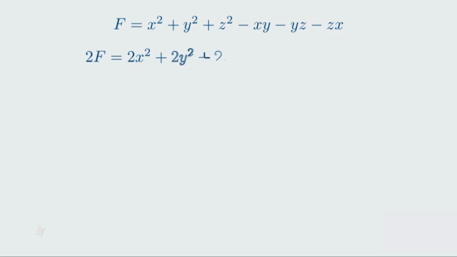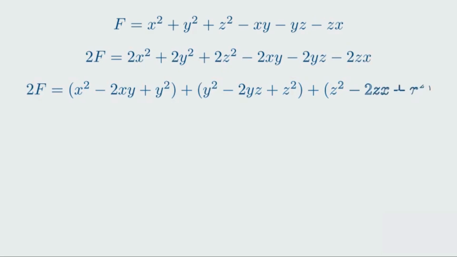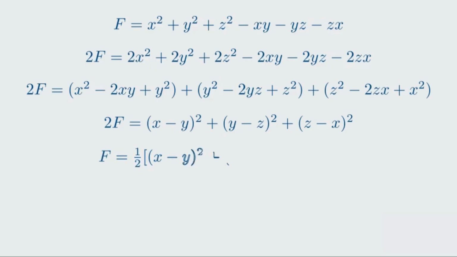Consider the quadratic factor, x squared plus y squared plus z squared minus xy minus yz minus zx. What can we say about its value? Let's try to rewrite this expression. We can double it to make the algebra easier. Now, let's group the terms to form perfect squares. This gives us the quantity x minus y squared plus the quantity y minus z squared plus the quantity z minus x squared. Therefore, our factor f is equal to 1/2 of that sum of squares.